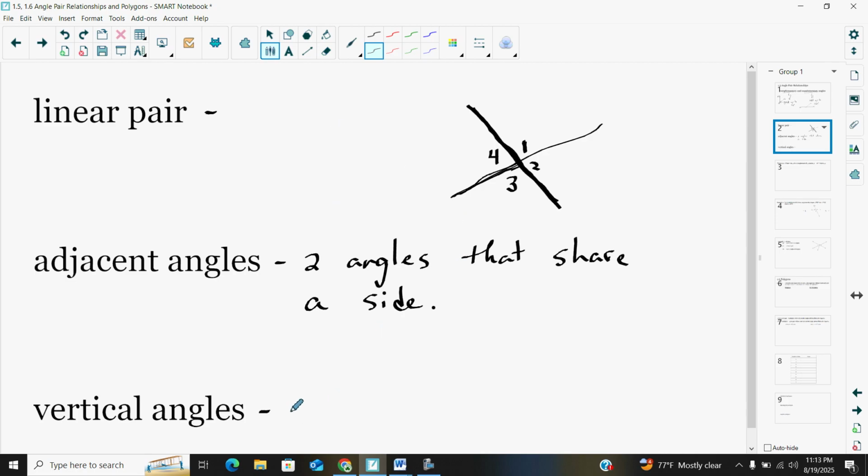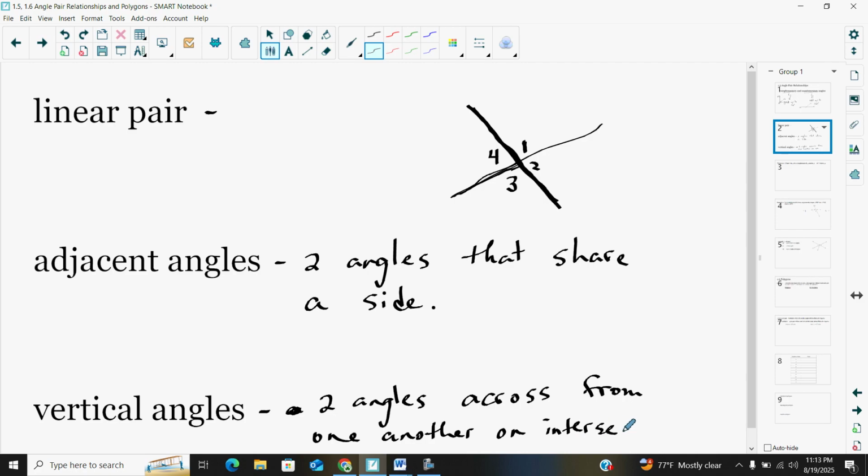Vertical angles are two angles that are across from one another on intersecting lines. So if we have two intersecting lines, which we do here, the ones that are across from each other, angles 1 and 3 are said to be vertical. Angles 2 and 4 are vertical.